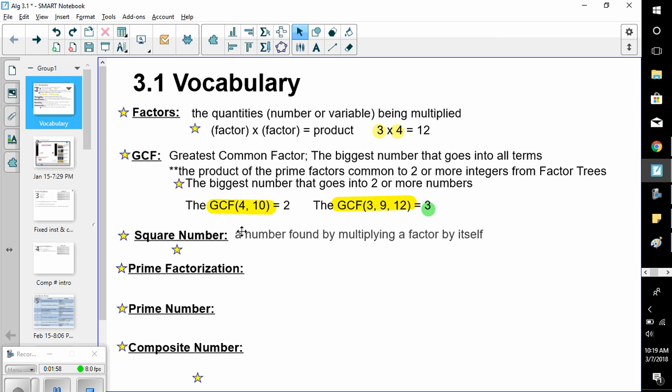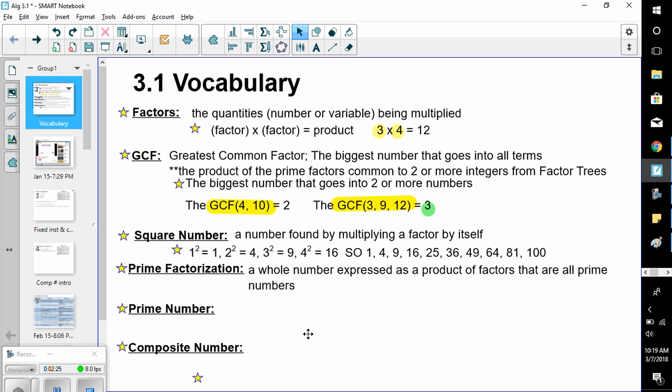A square number is a number found by multiplying a factor by itself. 1 squared is 1, 2 squared is 4, 3 squared is 9, 4 squared is 16. So our square numbers, starting, are 1, 4, 9, 16, 25, 36, 49, 64, 81, and 100.